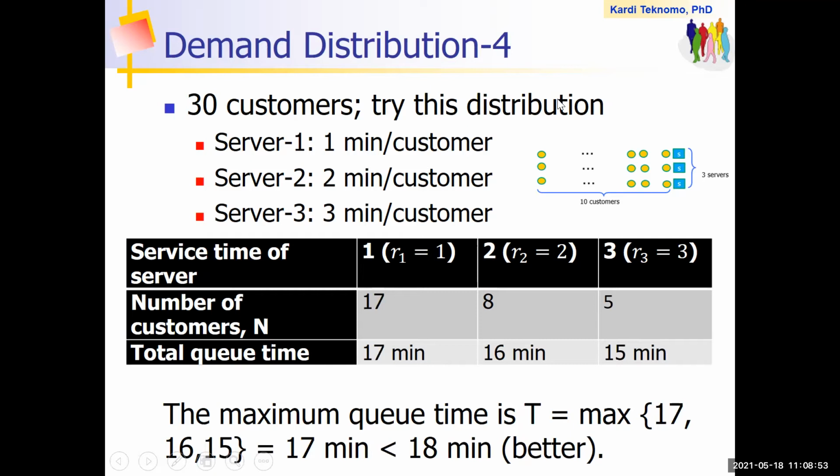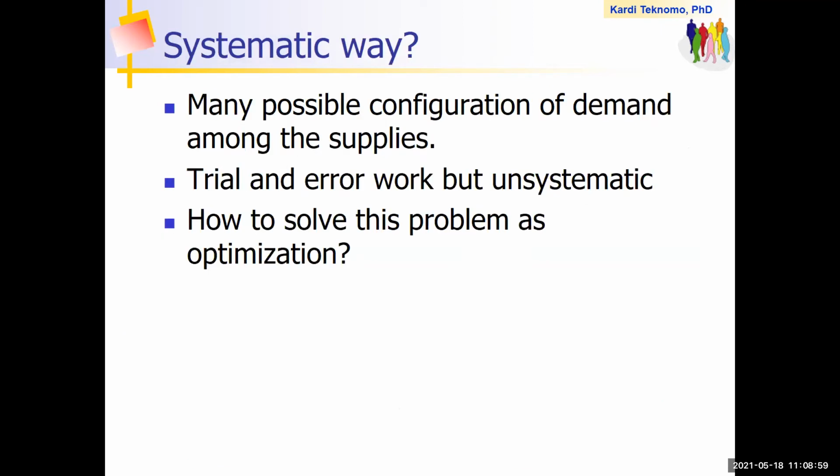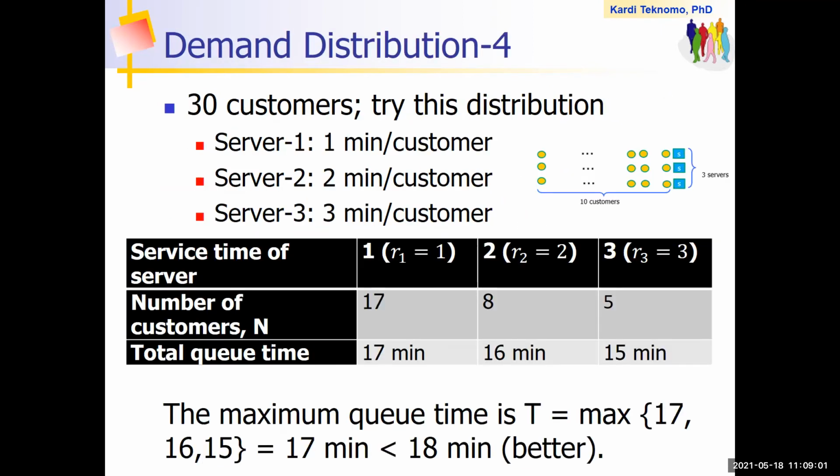So what is the best? Look at the way I do this. I'm doing trial and error, right? So 17 is less waiting time, correct. But I don't know what is the best, right? So then we can solve this using maximum entropy.